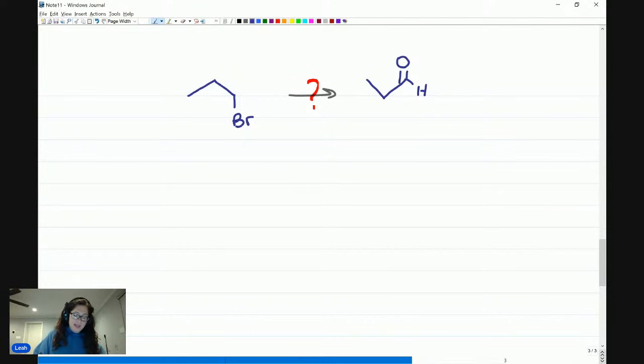So we have something like this. We want to start with not the reactants, not the products, not everything we know.